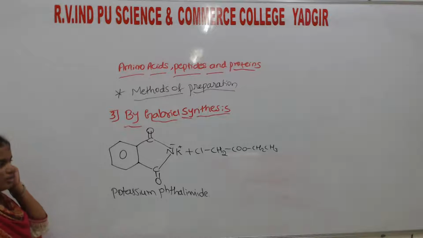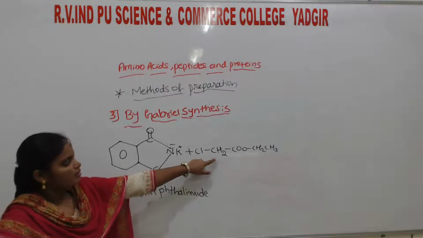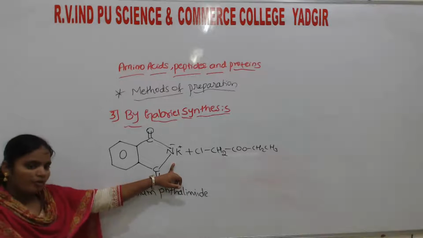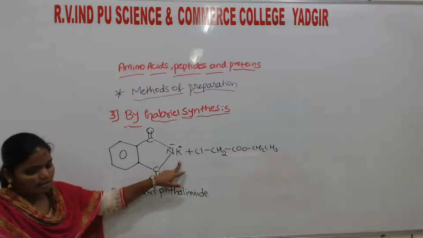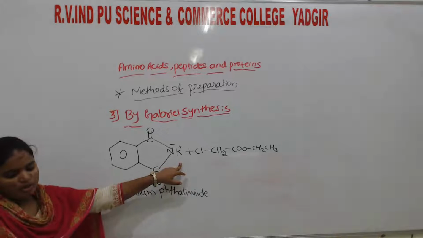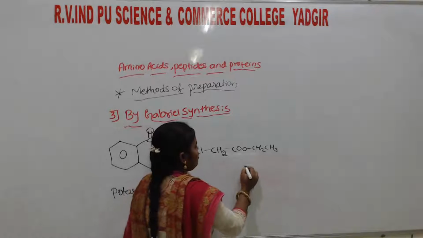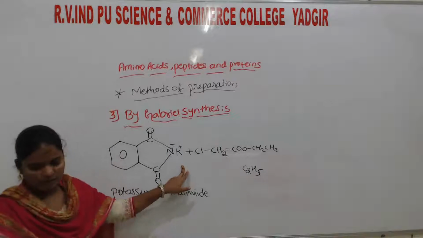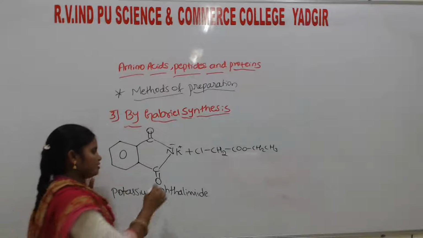ClCH2COOCH2CH3. Then there is removal of KCl, and this is attached to the phthalimide. Here the corresponding substituted phthalimide is formed. This is the substituted phthalimide. This is attached here as CH2COOCH2CH3, or you can write C2H5. Here is the removal of KCl.